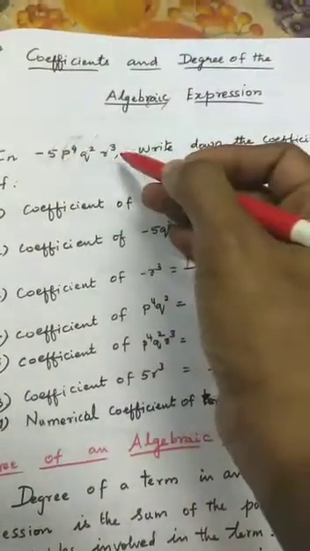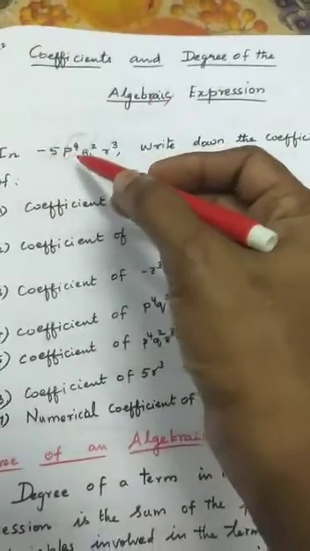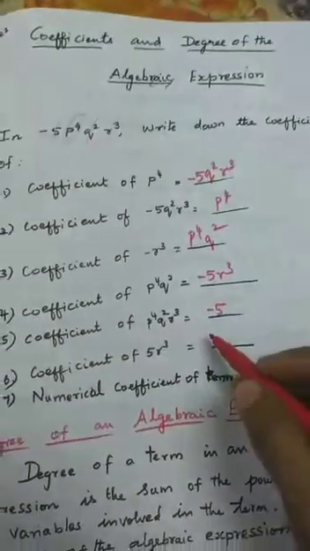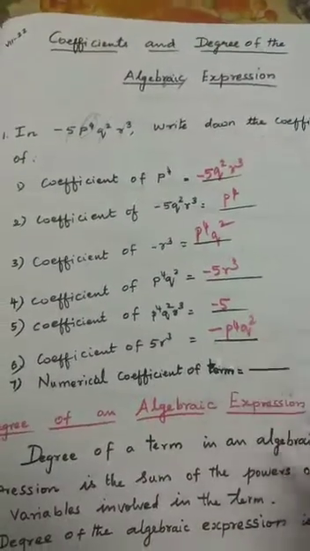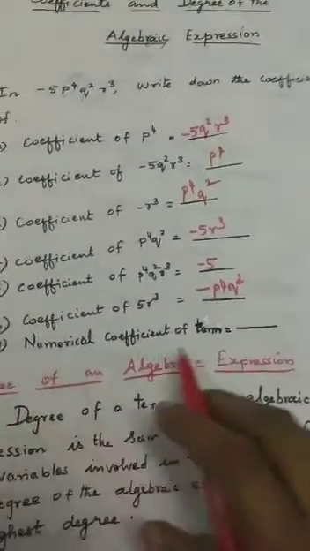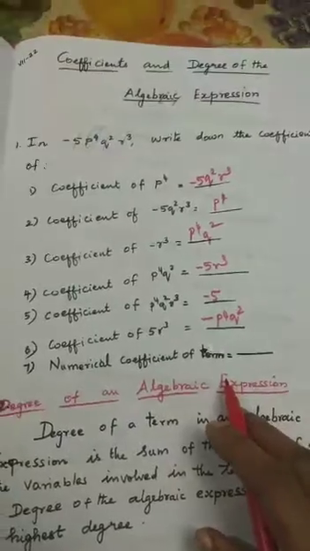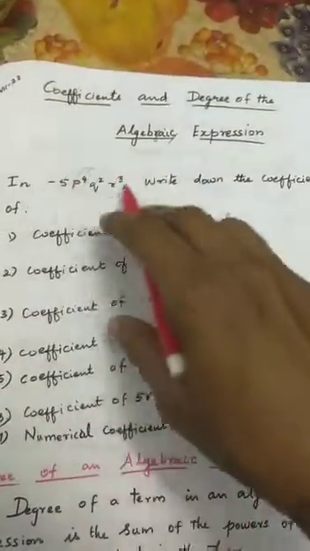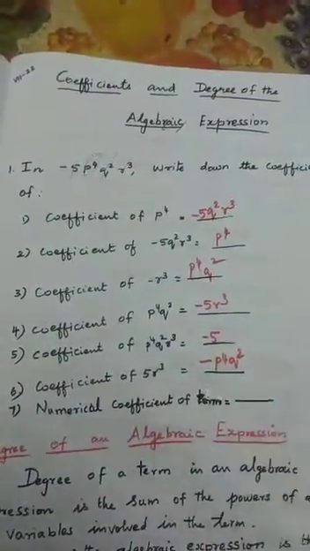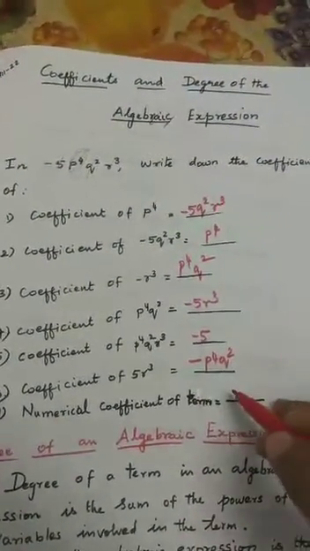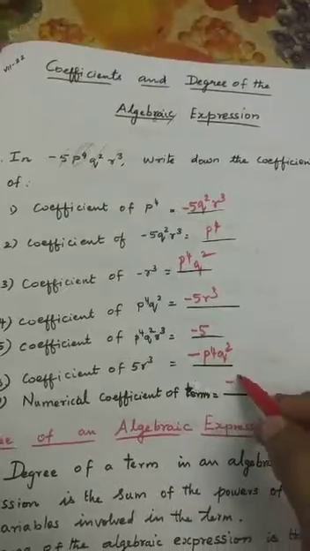Then sixth one, coefficient of 5 r cube. Leave this 5 and r cube. Remaining is minus p power 4 q square. The last one, numerical coefficient of the term. This is a term. In that term, which is the numerical coefficient? That is the number coefficient. Yes, that is minus 5.